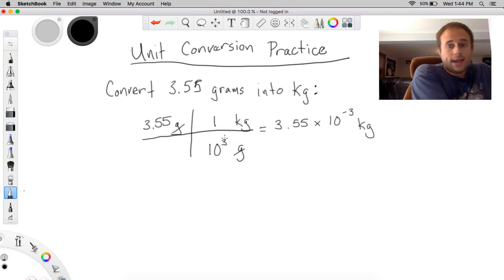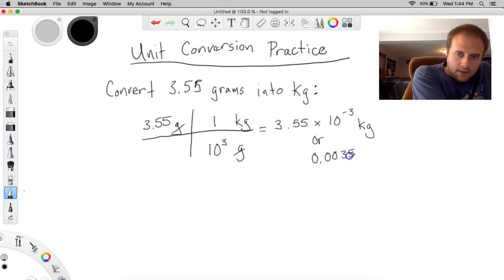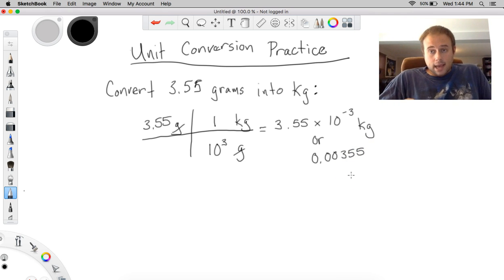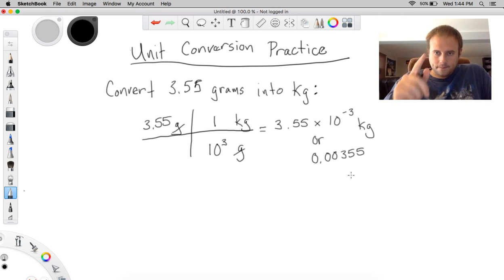You could also get 0.00355. Now, we have not talked nor are we going to talk about significant figures in this particular lecture. We have one coming up soon on that. However, this would be the proper number of significant figures in this case because you start with 3 over here, you end up with 3 in this answer when you're multiplying.